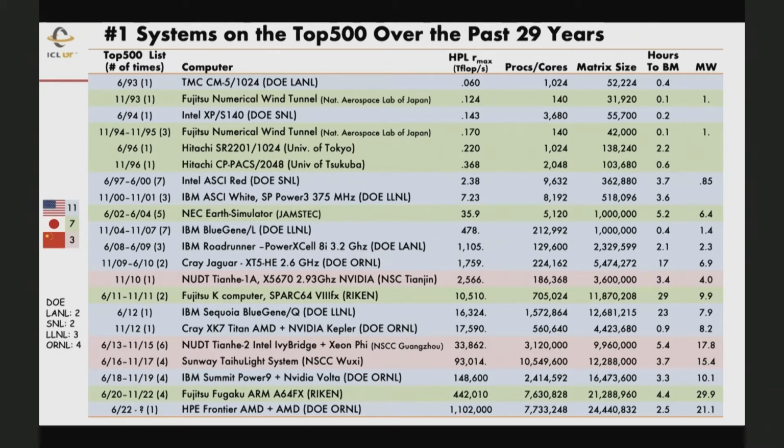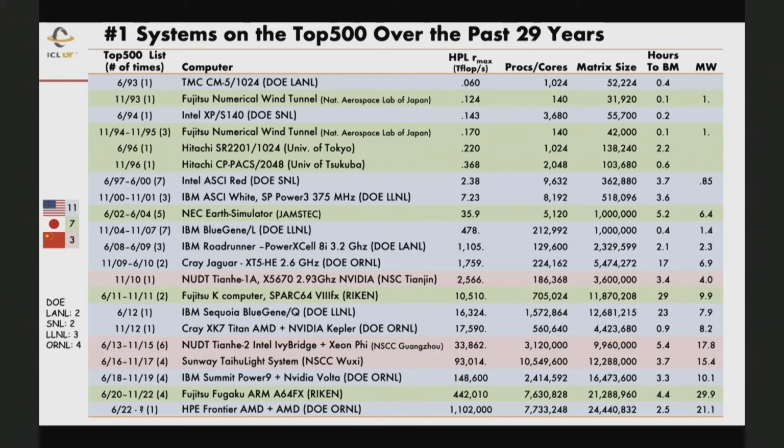The fastest machine today is the Frontier system at Oak Ridge National Lab. It executed the benchmark at just a little bit over an exaflop. It had 7 million cores in the machine, so 7 million processes or cores were being used in this execution. The matrix was of size 24 million, and it consumed 21 megawatts of power during the execution of the benchmark.